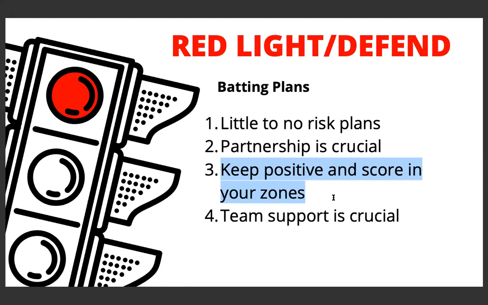Okay, take the time, bat for long periods of time. If you're batting and you guys are 4 for 7, it might take you 10 or 15 overs to get out of that stage. Okay, 4 for 7 turns into little to no risk plans, creating a partnership and scoring in your zones by keeping positive. 4 for 7 off 5, if you do that for 10 overs, then turns into 4 for 37 off 15, okay?